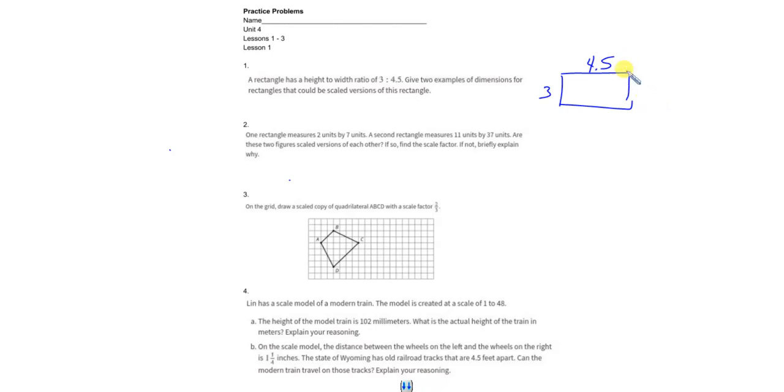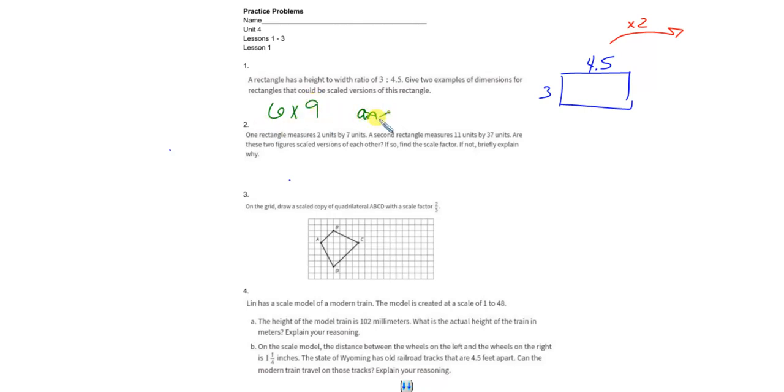So I think an easy number to work with whenever we're scaling something is multiplying the side lengths by 2. Just double everything, and you've got a really easy scale drawing. So if you double the 3 and double the 4.5, you would get a 6 by, double 4.5, you get 9. So 6 by 9.